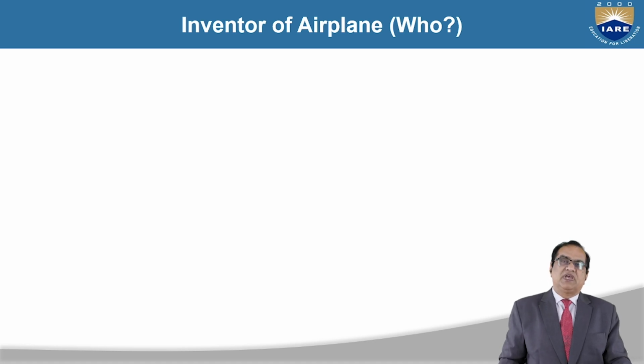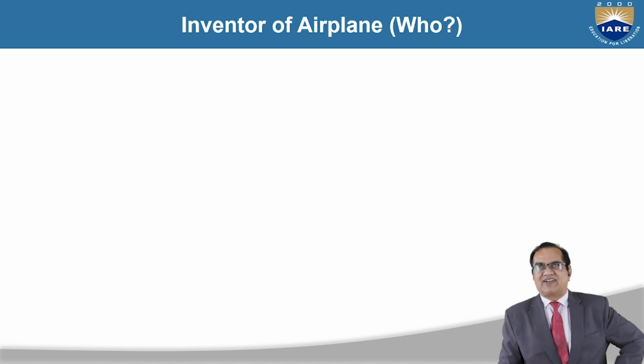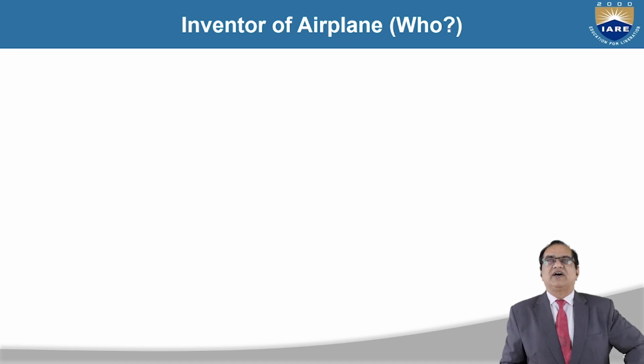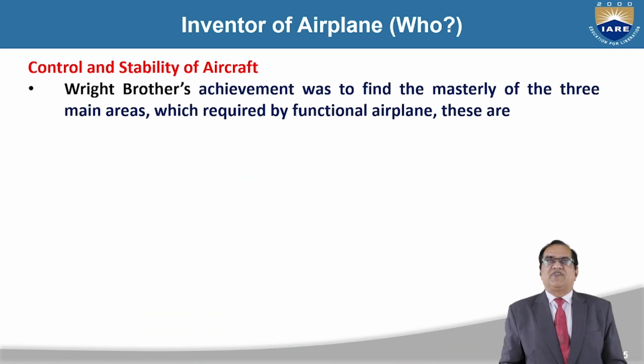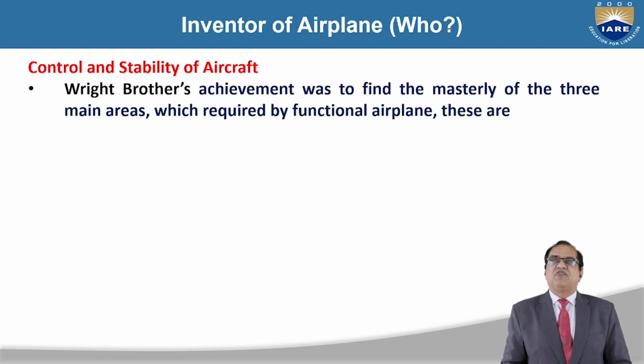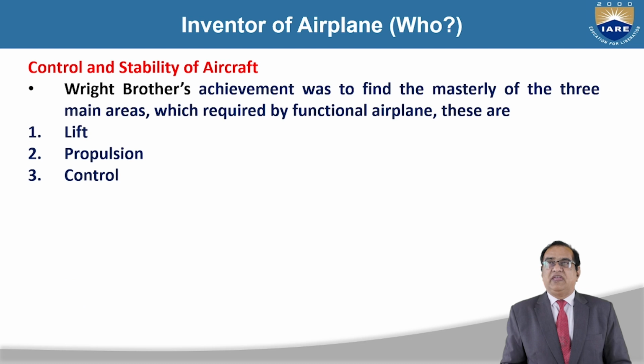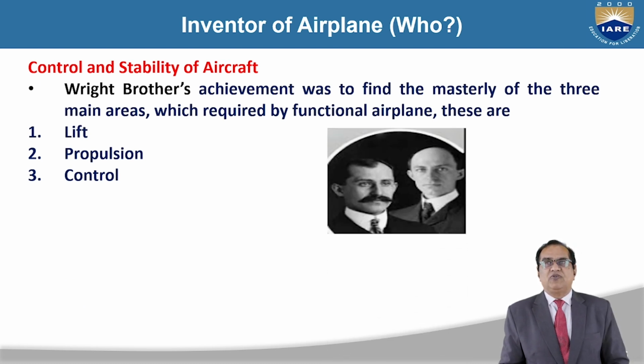Before I go further, we should also know who invented the aircraft and who are mainly responsible for the development of the airplane, especially the fixed wing aircraft, which is known as the airplane. Regarding control and stability of aircraft, the Wright brothers' achievement was to master the three main areas required by functional airplanes. These are lift, propulsion, and control.